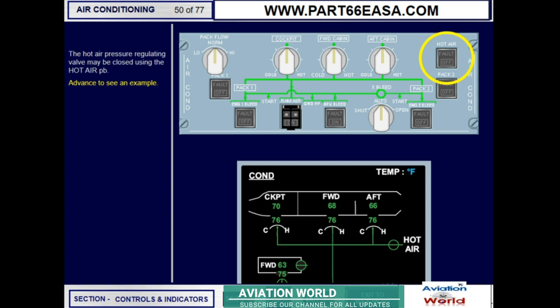A pack 1 overheat has been detected. We have canceled the master caution lights for you. The bleed page is displayed automatically. The pack compressor outlet temperature is displayed in amber. The pack 1 flow control valve closed automatically. It is displayed in amber because its position disagrees with the switch position.